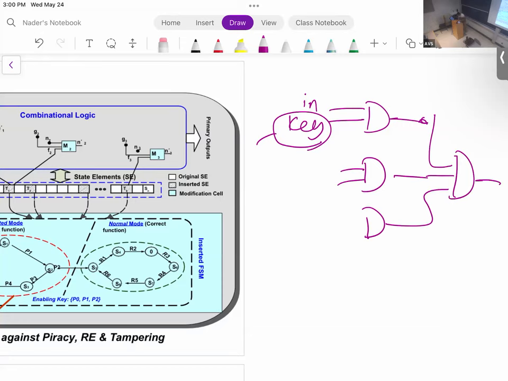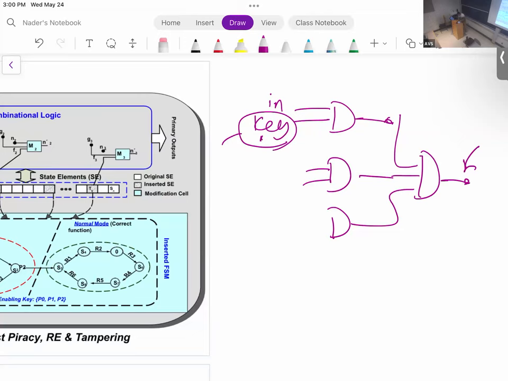Only if I send the correct set of keys, okay? So for example, if I send 000, I know that this should result in a particular output that I know of. And the fact that I'm the designer, I'm the only one who knows how this design works and has the keys for that design, then I should be able to predict that, okay?